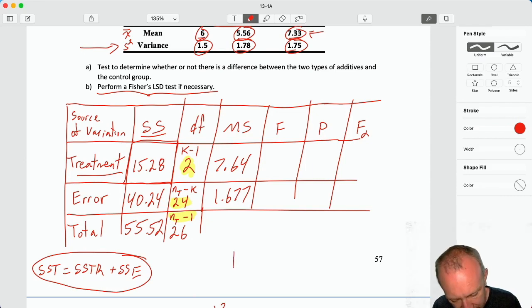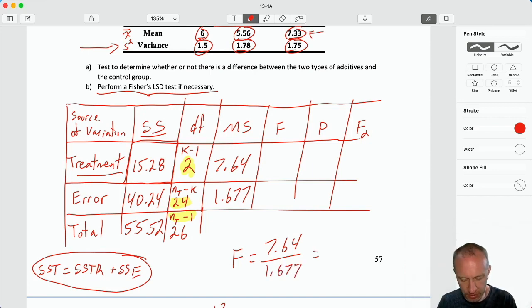So now I'm going to get my F statistic, 7.64 divided by 1.677. That gives me an F statistic of 4.556.